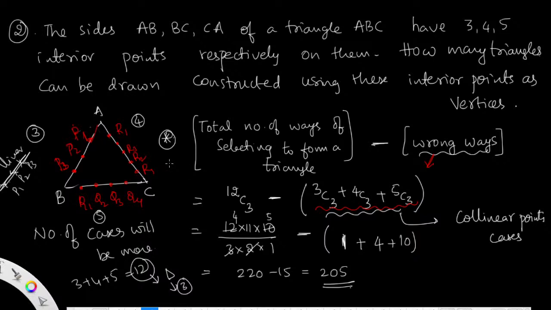Okay, understood? This is the logic we have to pick up. The total number of ways of selecting points to form a triangle, minus the wrong ways, which are the collinear cases. Using 3 points, 4 points and 5 points we get 3C3 plus 4C3 plus 5C3. The remaining selections form triangles. Totally we can get 205 triangles. This is one approach, and you can use it to simplify the problems on your own.